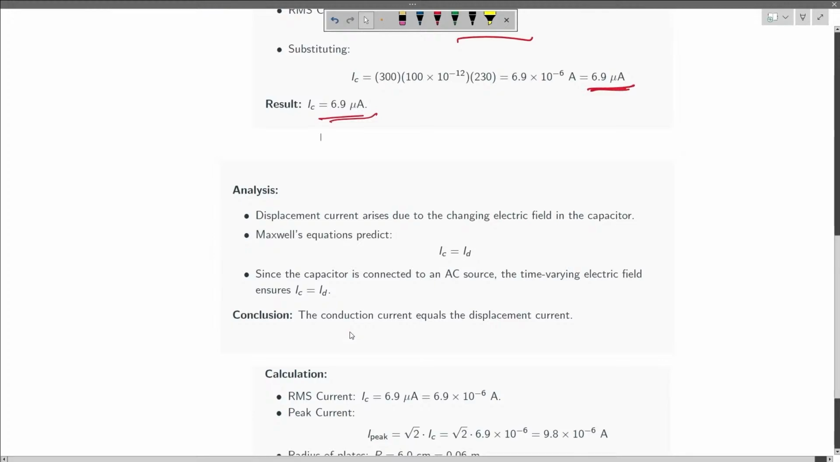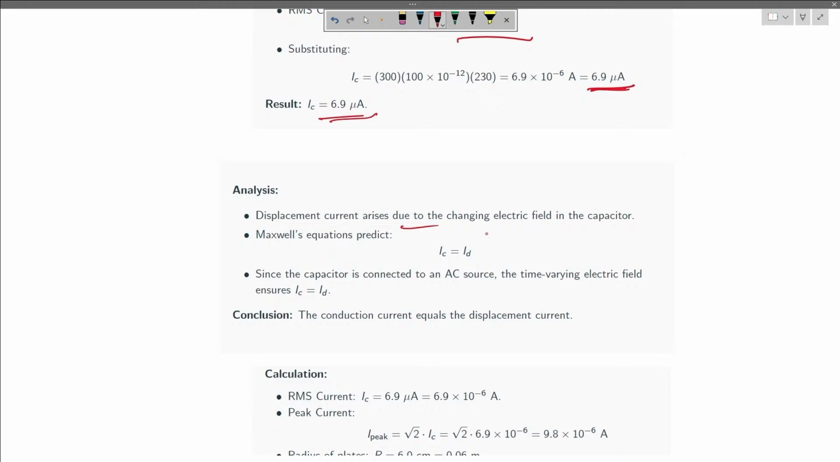Now let's calculate the displacement current. Displacement current arises due to the changing electric field in the capacitor, and Maxwell's equation predicts that conduction current equals displacement current. Since the capacitor is connected to an AC source, the time varying electric field ensures I C equals I D. So yes, I C is equal to I D here. The conduction current equals the displacement current.